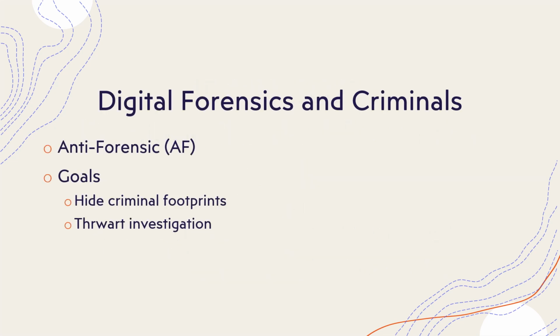Anti-forensics, often shortened to AF, is the use by criminals of strategies and software to thwart computer investigations into their crimes. The goal of anti-forensics is twofold. First off, criminals use it to hide their criminal footprints. Secondly, it is to thwart criminal investigations into their crimes and lead investigators in the wrong direction.